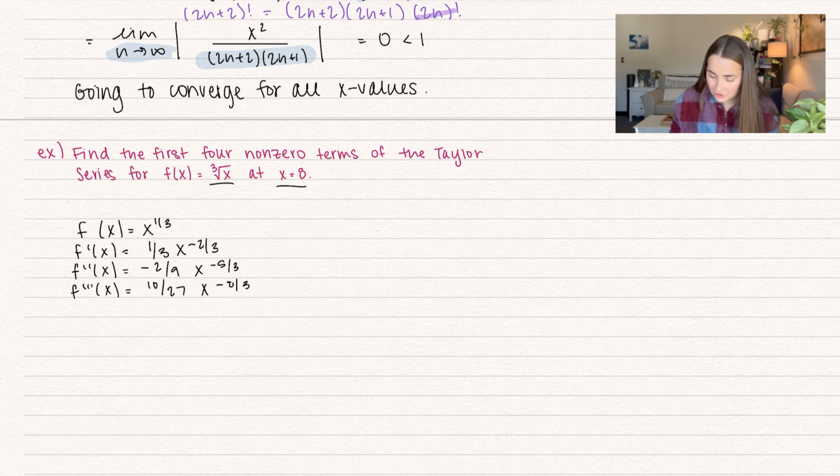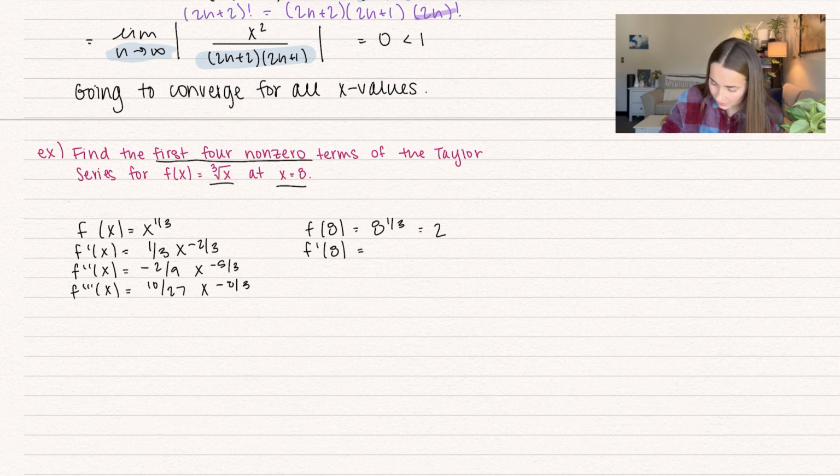And maybe we can just go to the third one. Yeah, we want to find the first 4 non-zero terms, right? So let's go ahead and plug these in. We're going to evaluate it. f of 8 is equal to the cube root of 8, which is just equal to 2, right? 2 cubed is equal to 8. Okay, so let's go ahead and use that.